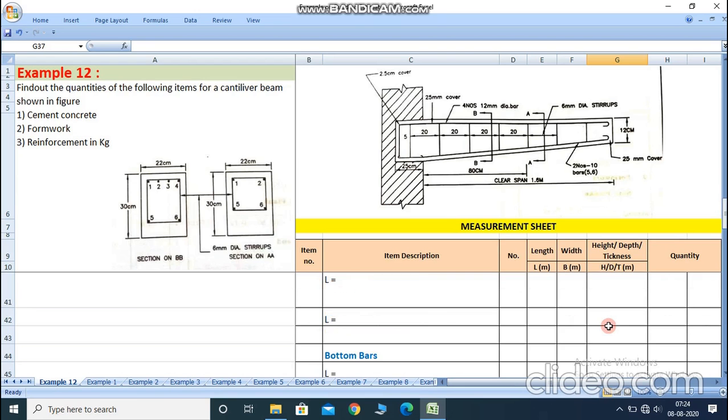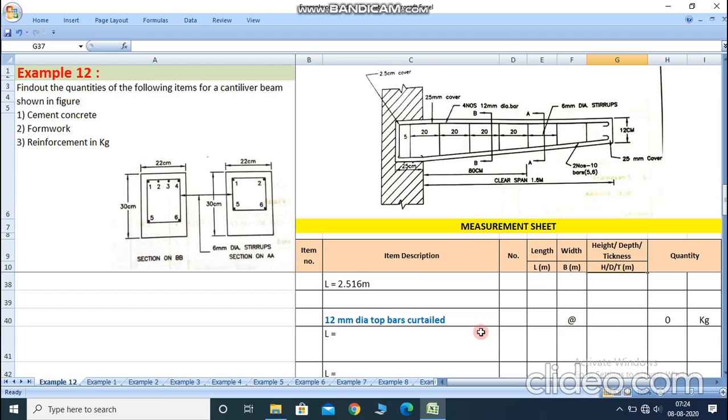Now let's calculate the 12 mm diameter top bar curtail. So here also, in the curtail, 2 bars are provided.